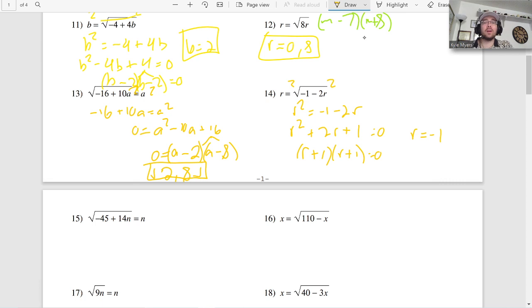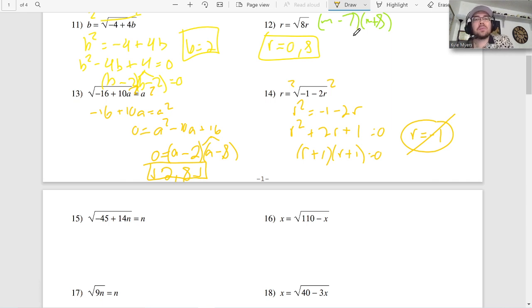Let's see if that even works, though. If we plug in negative 1 times negative 2 is positive 2 minus 1 is 1, square root of 1 is 1, but then that equals negative 1. That doesn't work. There's no answer to that. There's no answer to this problem. And that just happens sometimes. Sometimes there is no answer.